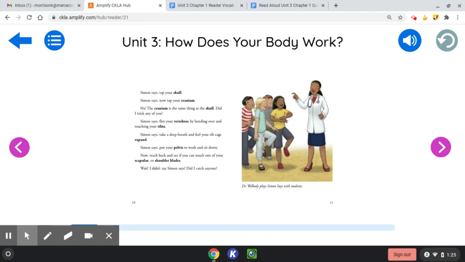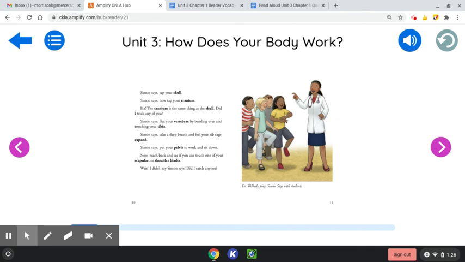Are you guys playing along at home? Simon says flex your vertebrae by bending over and touching your tibia. Simon says take a deep breath and feel your rib cage expand. Simon says put your pelvis to work and sit down. Now reach back and see if you can touch one of your scapula or shoulder blades. Wait, I didn't say Simon Says.